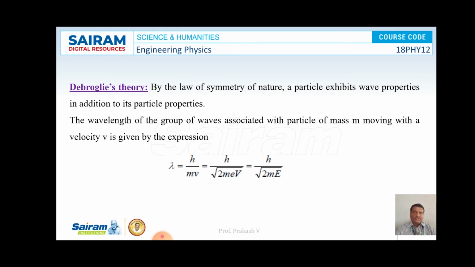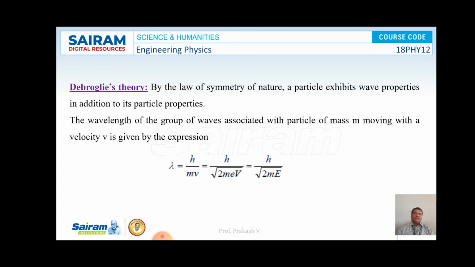Now the de Broglie hypothesis. According to de Broglie, light behaves like both a particle and a wave. The particle nature of electromagnetic radiation is explained by the Compton effect and also the photoelectric effect, whereas the wave nature of light is explained by diffraction, interference, etc. By taking that into account, de Broglie came to the conclusion that a particle also possesses a dual nature. That means a particle also possesses a wave nature when it is moving with a certain velocity v.